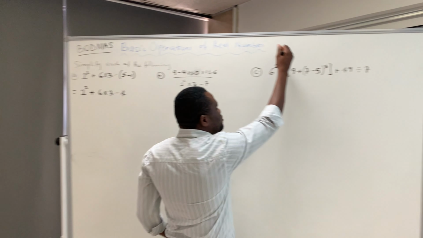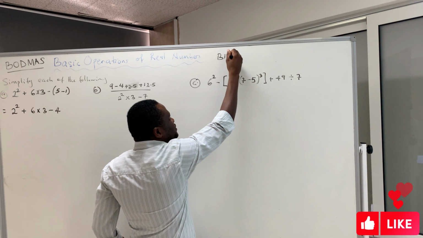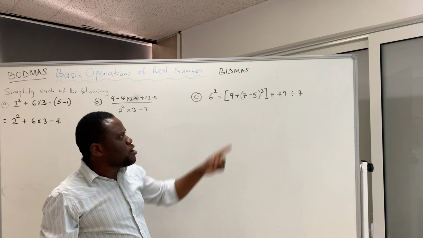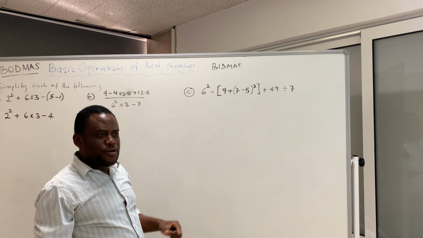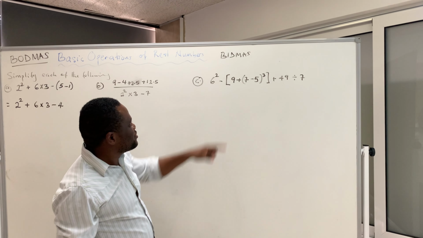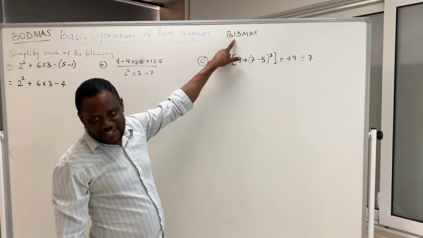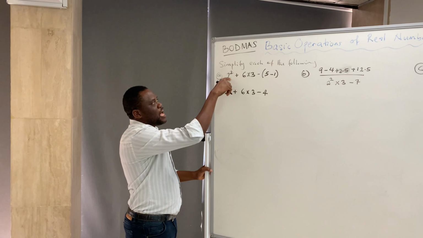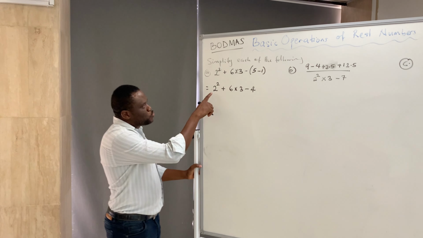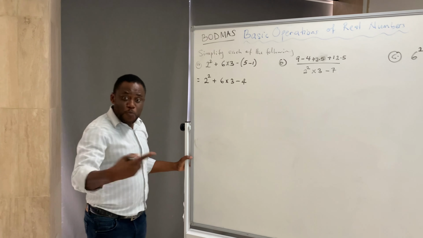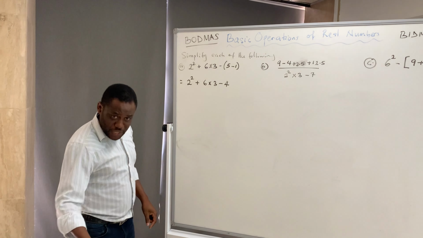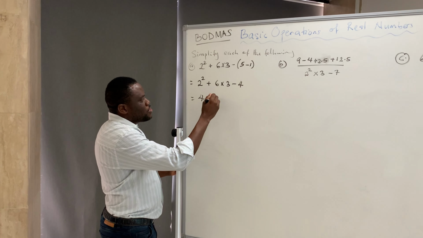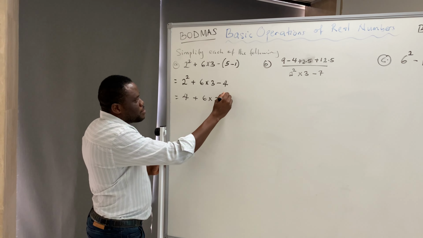Also, I told you we have BIDMAS. Which country uses this one? I don't know. Maybe it's my country. So using indices. Okay, so index is here, exponent. So the next now is to operate the exponent. So 2 squared means 2 times 2, 2 in 2 places. Not 2 times 2 like this, but 2 in 2 places. So 2 in 2 places is what? 4. Plus 6 times 3 minus 4.